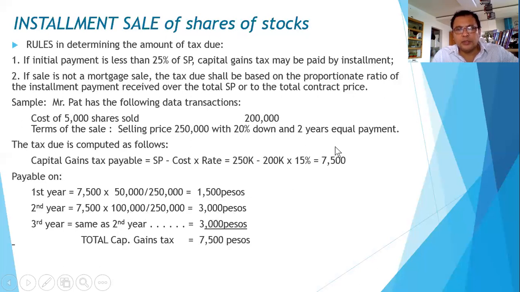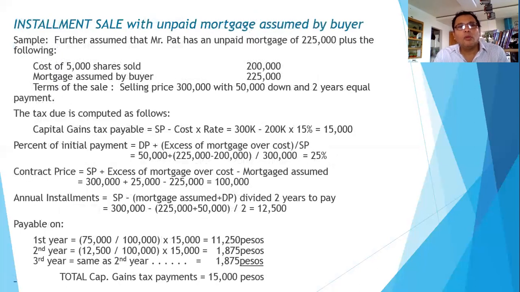Now since it is equal payment over 2 years, the second year and third year would be the same, equal installments also. So if you add all the capital gains tax paid for the first, second, and third year, it will give you 7,500 pesos. So that is how installment payments for capital gains tax are computed.